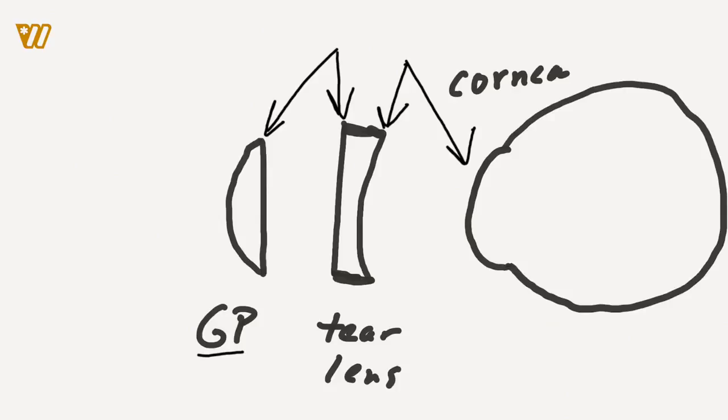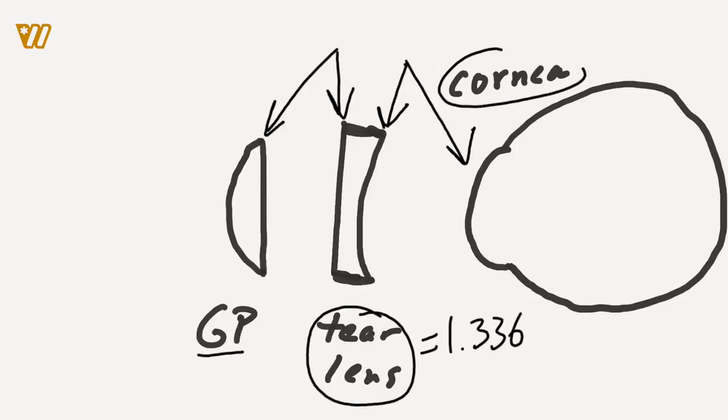Moving further into this thought process, when we think about the tear lens, what index do we think of for the tears? We think of an index of 1.336. What about the assumed index for the cornea? We talked about this with keratometry: 1.3375. Do you realize how close those two numbers are to each other?